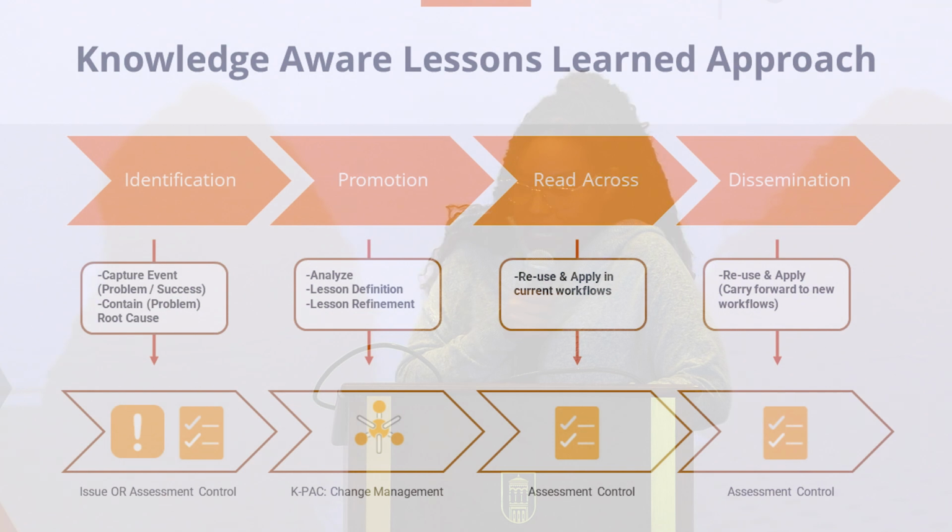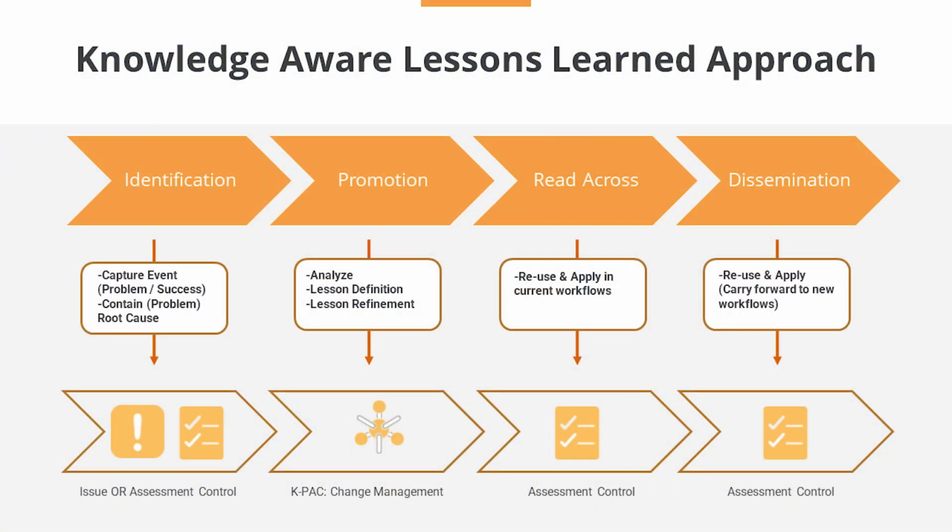So how does the knowledge-aware process look in Auros, for example, in Auros IQ when it comes to these 4 steps? The first step in the knowledge-aware lessons learned approach is identification. And in this step, we're capturing the event, whether that is a problem or a success, and we're identifying the root cause in that event and capturing it in either best practices for the knowledge-aware approach, either an issue or utilizing an assessment control to capture that lesson learned.